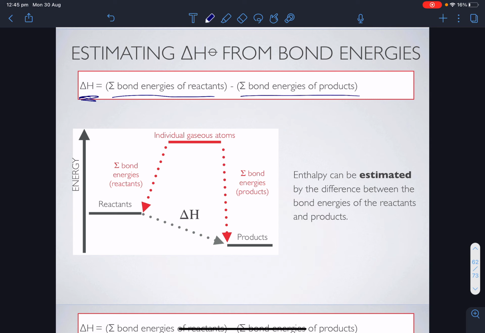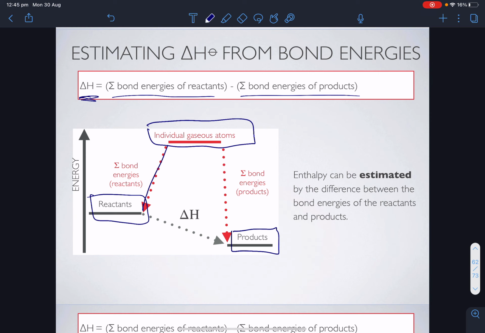Okay, and instead of remembering that formula, you can just remember the difference between the two and decide if it's negative or positive. Or have a look at this. So we've got our reactants on our left, we've got our products on the right. Individual gaseous atoms are going to be shared, and here we've got our bond energies for our reactants, and here we've got our bond energies for our products.